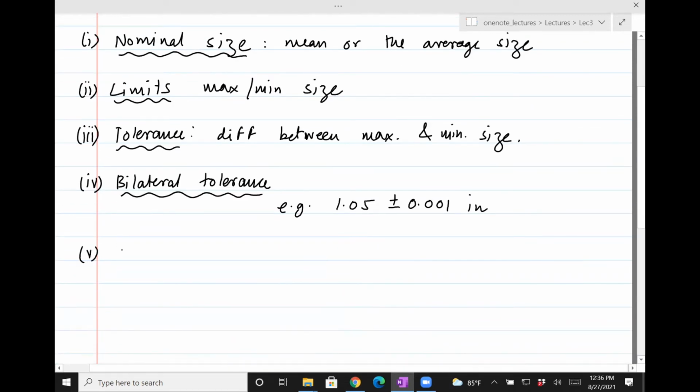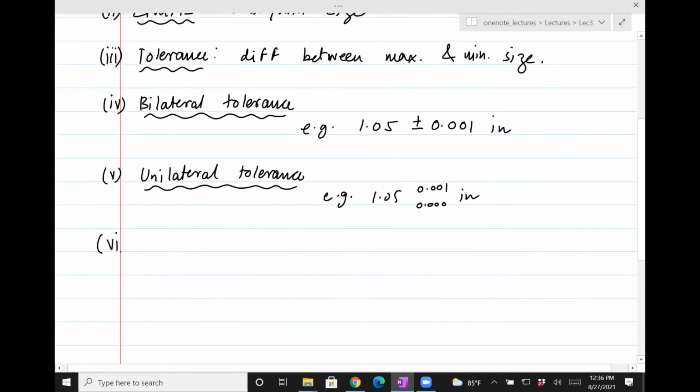Then we have something called a unilateral tolerance. An example would be 1.05, but it only has an upper bound and no lower bound, so plus 0.000. Okay, two more things, or three more things. Clearance. And this is typically used when you talk about mating between a bolt and a hole.